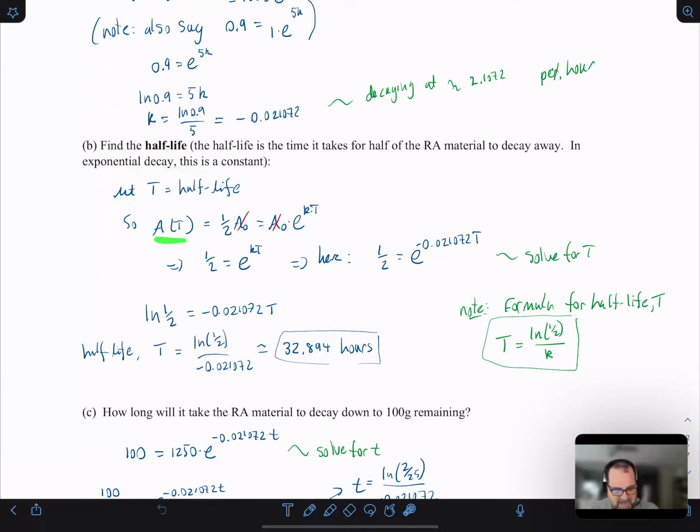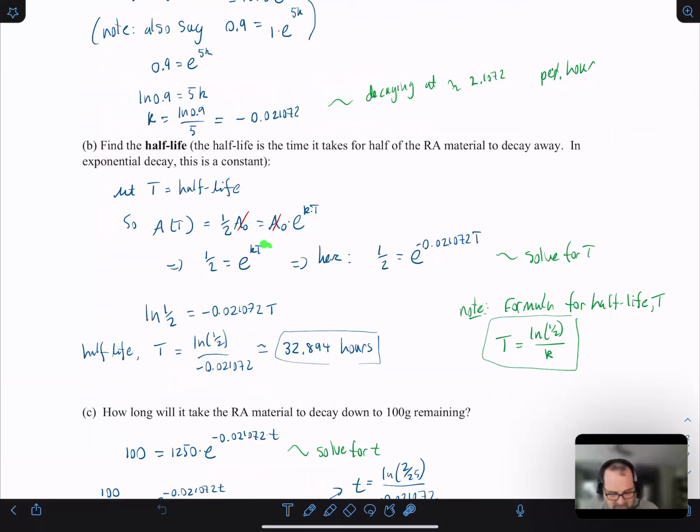Then at time T, if you plug that time into our model, we should have half of A0, half of what we started with, left over at e to the kt. That is the half-life. Notice the amount of material that you started with doesn't matter. The half-life is the same. So that is this little statement here: notice that in exponential decay, half-life is a constant. It doesn't depend on how much material there is. The half-life is a constant.